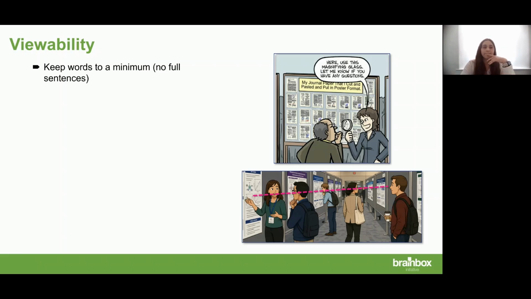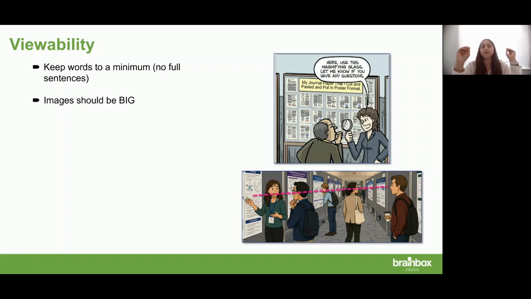And if words can be replaced with a figure, always do that. Try to avoid too many words because it's so much less interesting to just look at a wall of text than it is to look at figures. That might make it a little bit easier to understand your poster from further away.